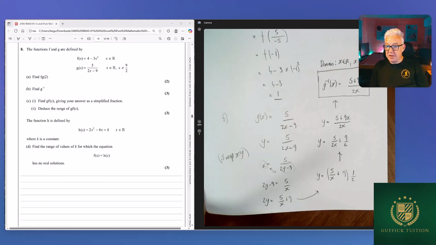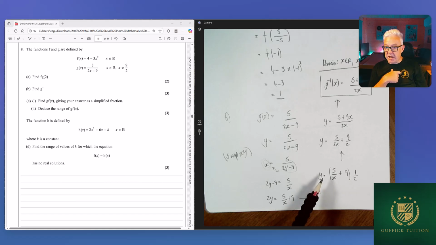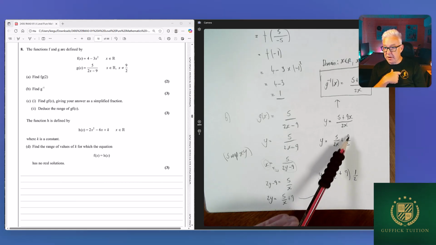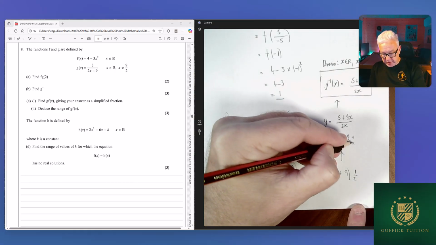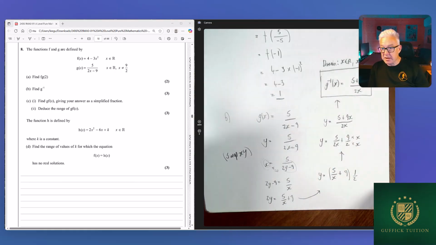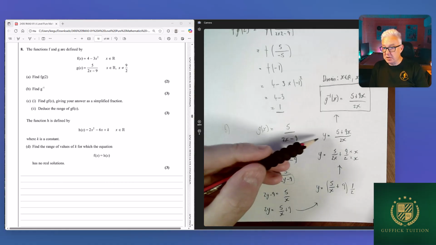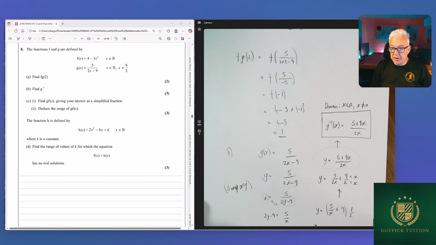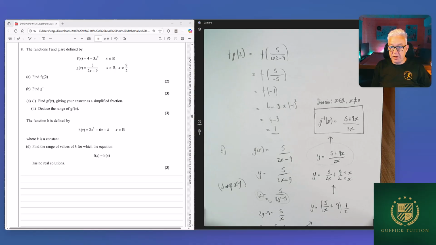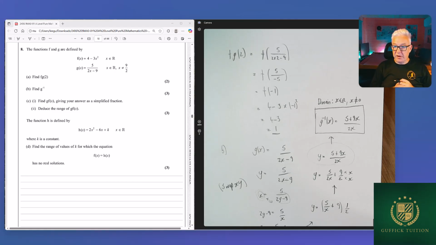So that could be written as, multiplying that bracket out gives me 5 over 2x plus 9 over 2. And I could multiply the numerator and denominator of this fraction by x in order to combine it into a single expression there. So that's it done. That's our inverse. So our inverse, g to the minus 1 of x, is equal to 5 add 9x all over 2x.